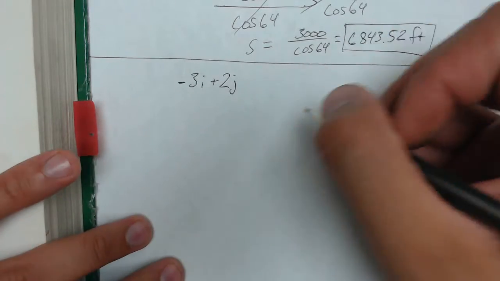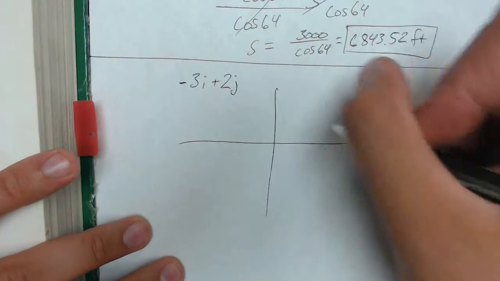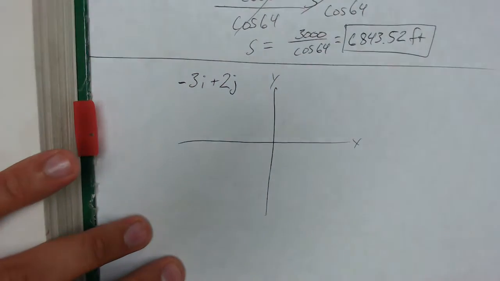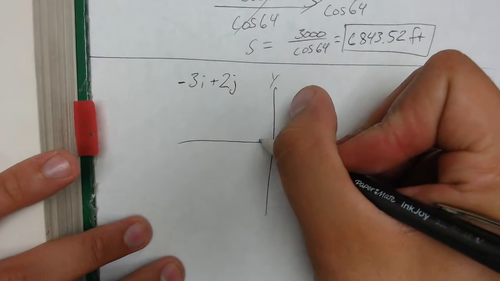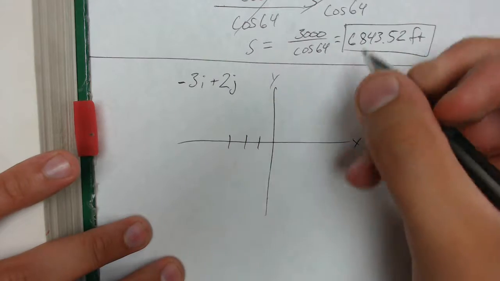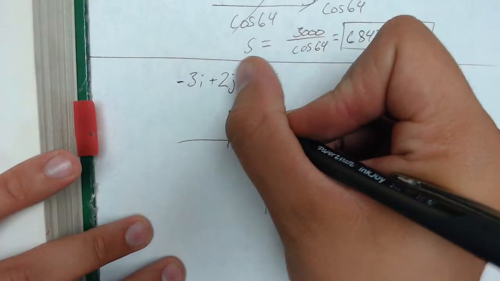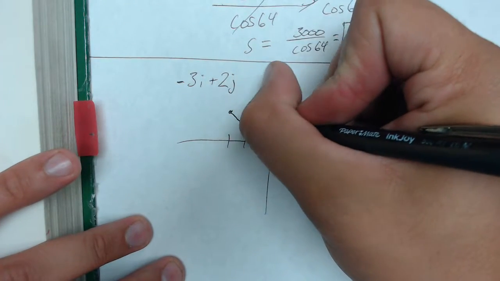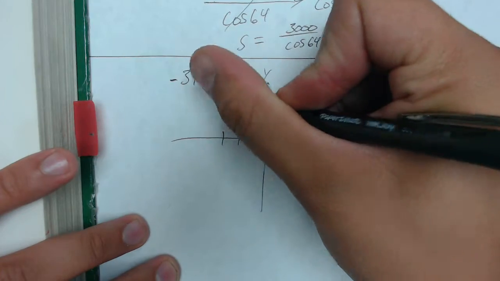that it's shooting out at. So we'll draw a coordinate plane, right? X, Y. And then we're going to graph this vector. So we go negative 3 on the x-axis, 1, 2, 3. Go positive 2 on the y-axis, 1, 2. That is our point going from origin. So this is what we're dealing with.